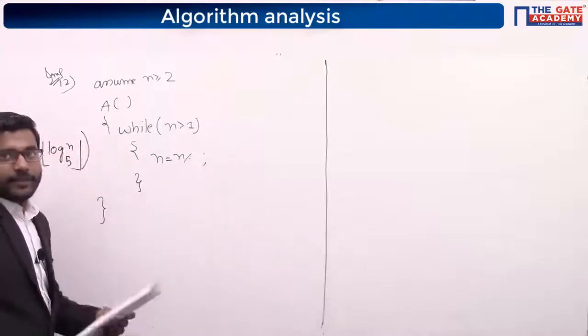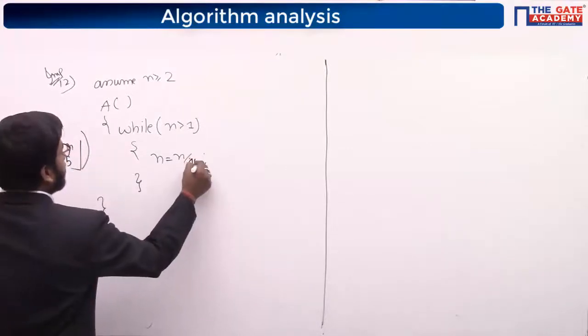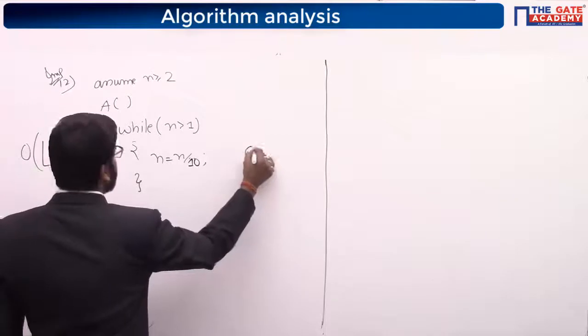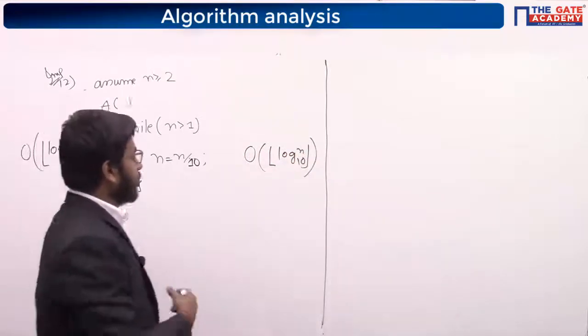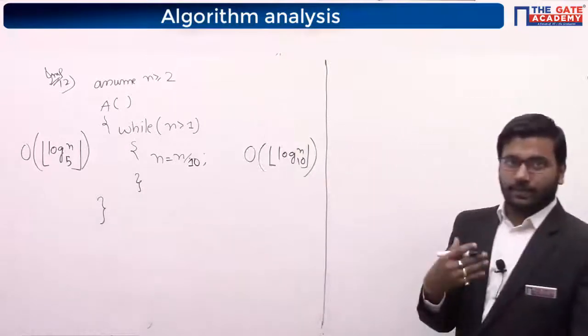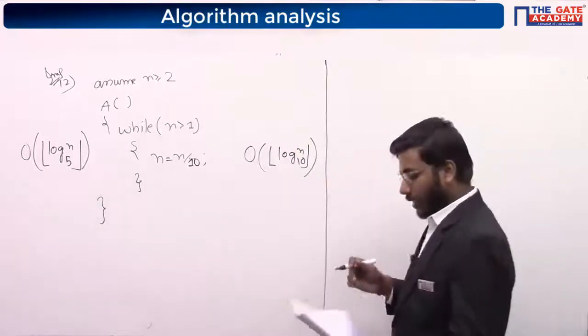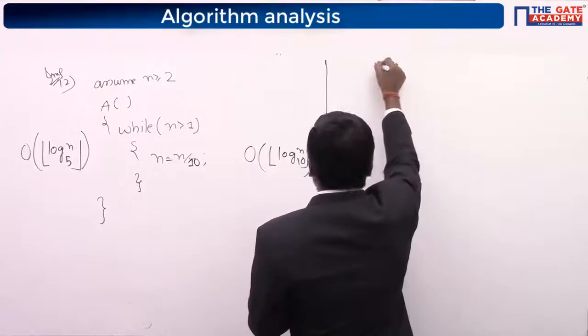Divide it by 10. When I am dividing by 10, the time complexity is going to be the ceiling of log n. Now the next type of problem. So we are seeing some types of problems. Now the next type of problems, number 14.